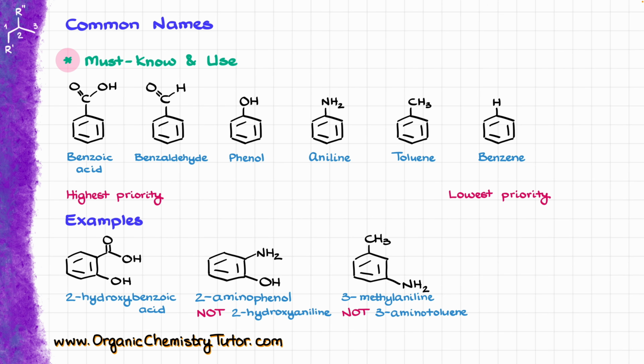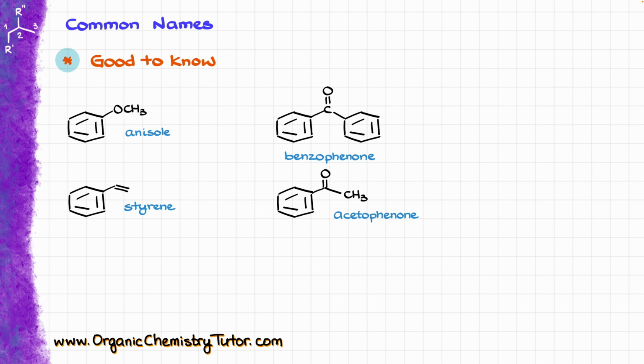This is a very commonly tested aspect of the nomenclature of aromatic compounds, so you can definitely expect to see that. Now, when it comes to the good-to-know names, here are a few that I see all the time within the scope of a regular course. Those are going to be anisole, styrene, benzophenone, and acetophenone. While there are a few other common names that you might encounter in your class, and if you do know those, of course, these are probably the most common ones that I see all the time.